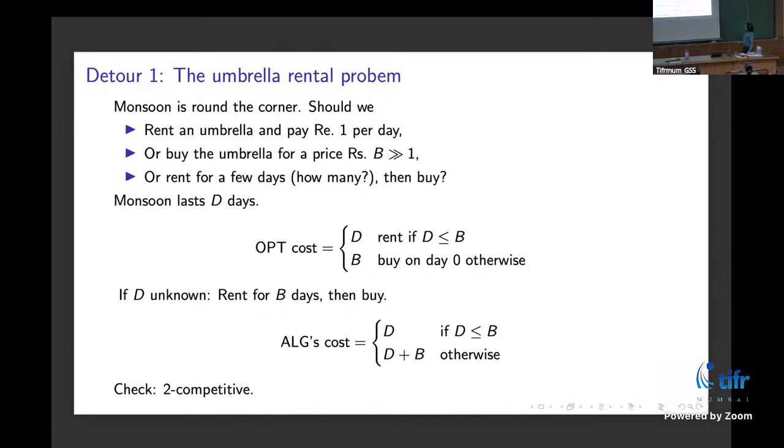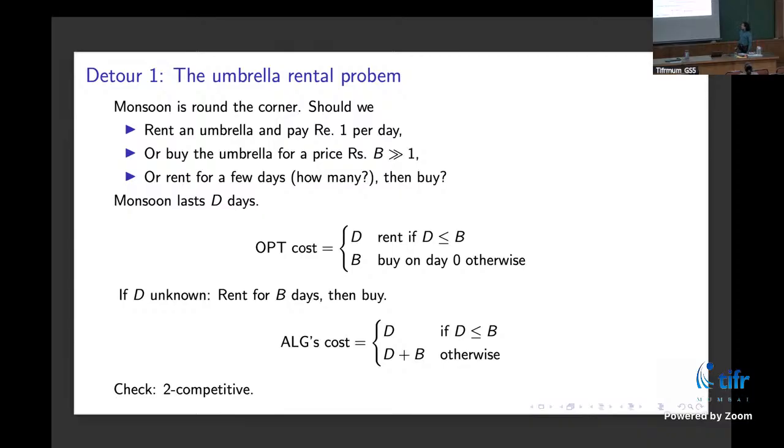This will ensure that the cost that we pay is going to be D if D is less than or equal to B, because we'll rent the umbrella in this case for the D days. Otherwise, we'll rent the umbrella for D days and buy it. So we'll pay a total cost of D plus B. And in any case, we are going to be at most a factor of 2 away from the optimum cost. This is a very high level idea that we use in fact in our algorithm.